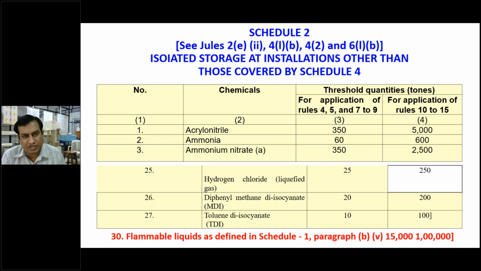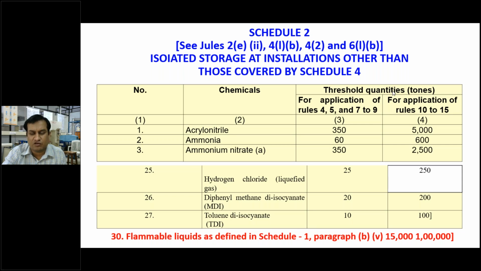The isolated storage at installations other than those covered by schedule 4. So other than the chemicals or the storage which are listed under schedule 4, the remaining are listed in this schedule 2. So there are some examples. What exactly is this schedule 2 focusing on? It focuses on the chemical naming and the threshold quantities in tons.